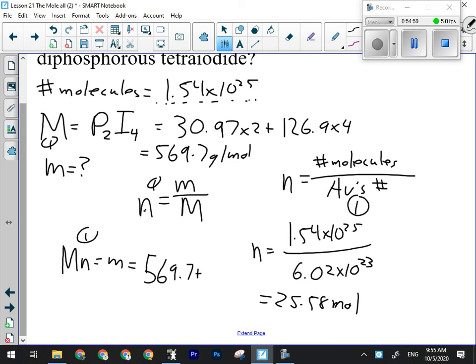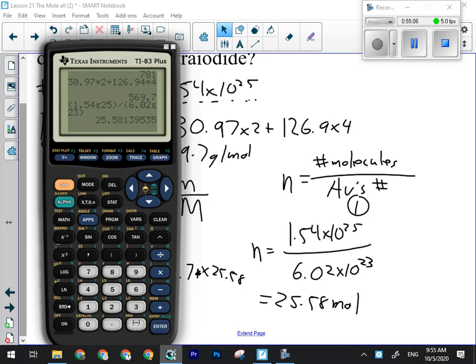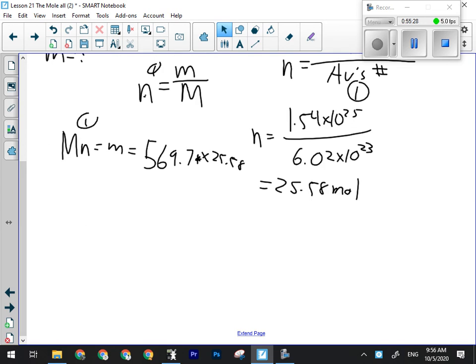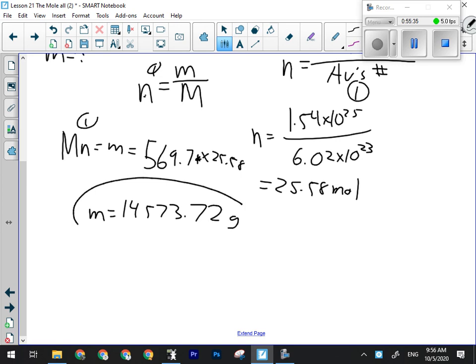569.7 times 25.58 with all the decimals. Okay, so I'm going to take this number and multiply it by 569.7. So again, I've kept all the decimals by using answer. All right, so I'm going to have 14,573.72 grams. Is that a lot? It is. It's 14.5 kilograms. It's a lot. Okay? That stuff, whatever it's used for, I have a lot of it. Okay? 14.5 kilos.